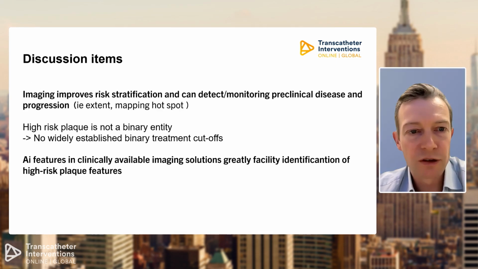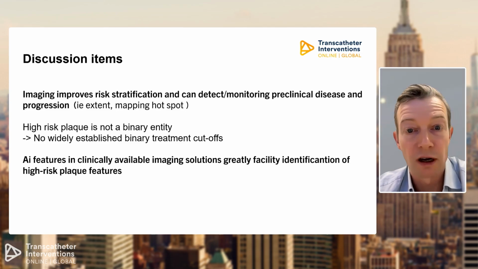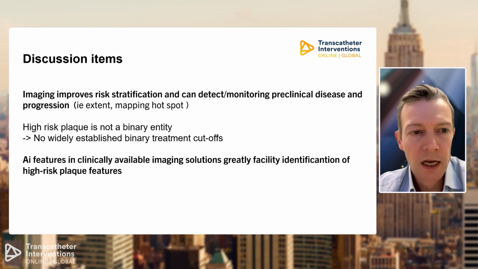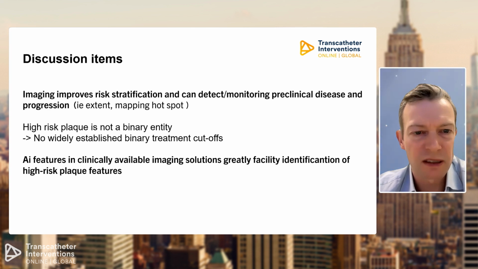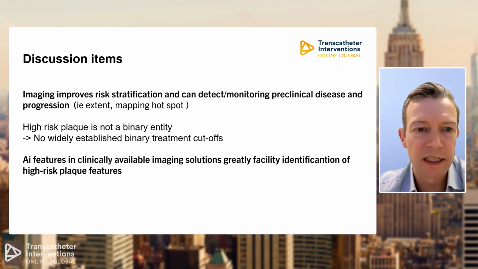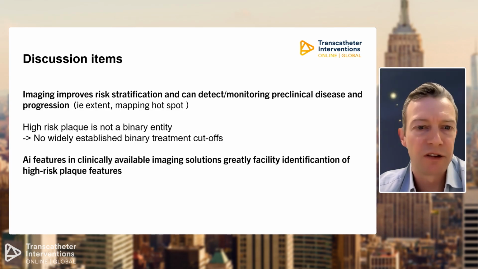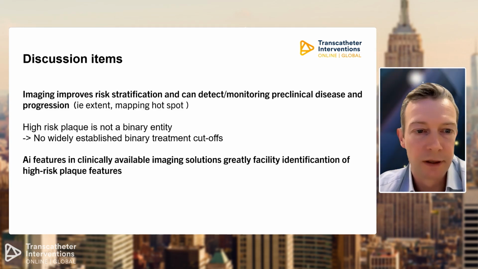So with that, I would like to propose several discussion items. First, imaging clearly improves risk stratification and can detect or help us to monitor preclinical disease and progression. I also would like to highlight that, at least in my opinion, the identification of high-risk plaque is not a binary entity. There are a lot of items that you need to factor in in terms of identification of plaque risk, and there are no widely established binary treatment cutoffs. That's something we will touch upon also later within the session.